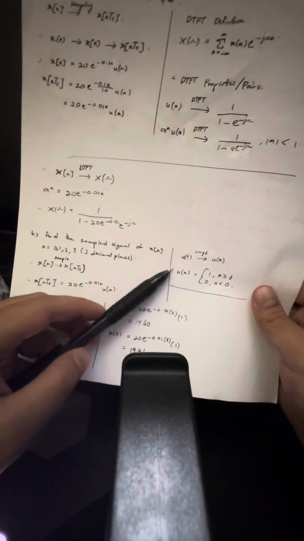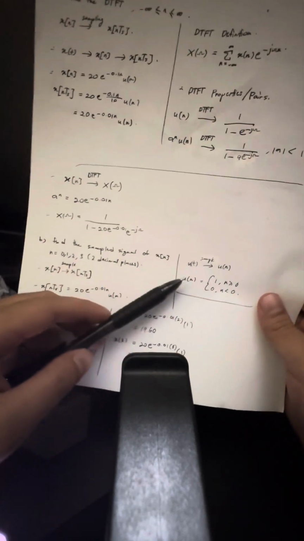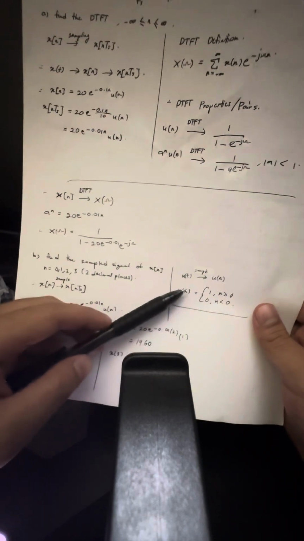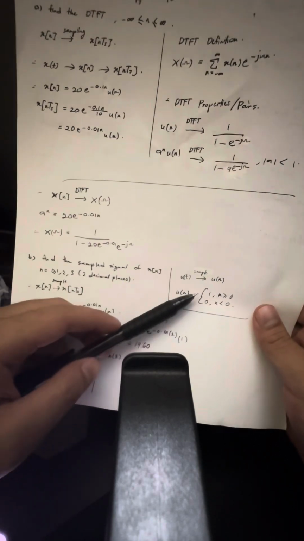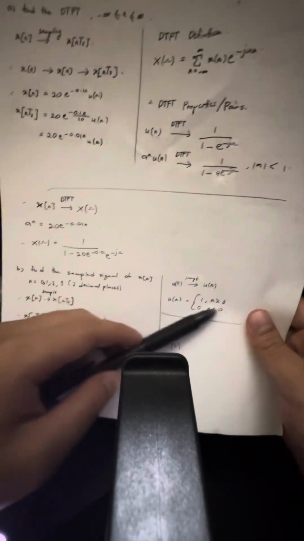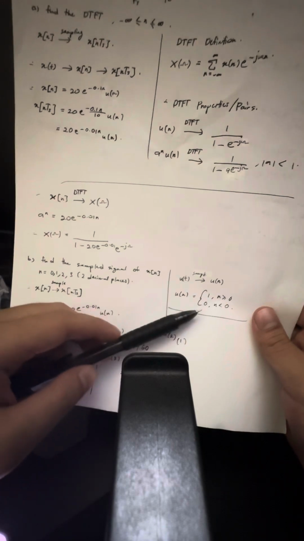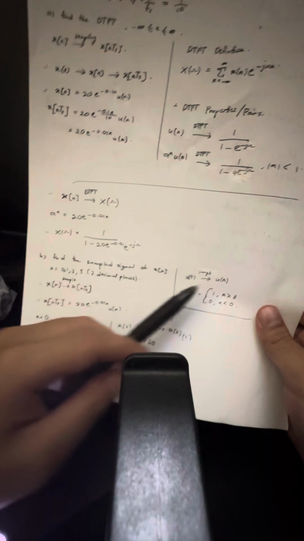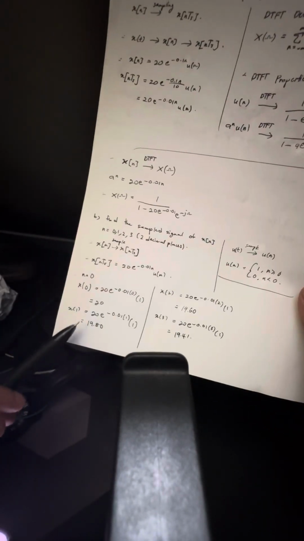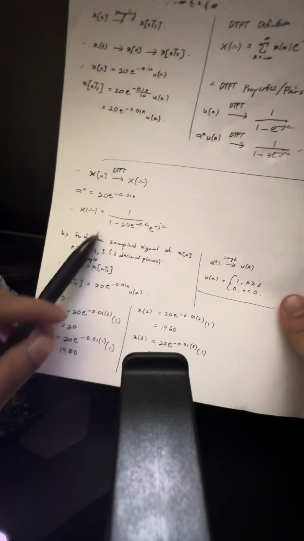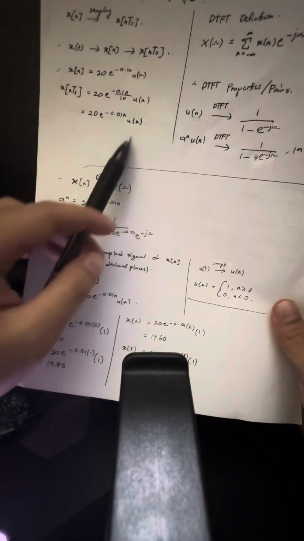Since we have the properties of the sampled unit step signal, u of n, when n is bigger than or equal to 0, u of n is equal to 1. When n is less than 0, we got 0. So by using these properties, we can calculate x of 0, x of 1, x of 2, x of 3 by using this sample signal.